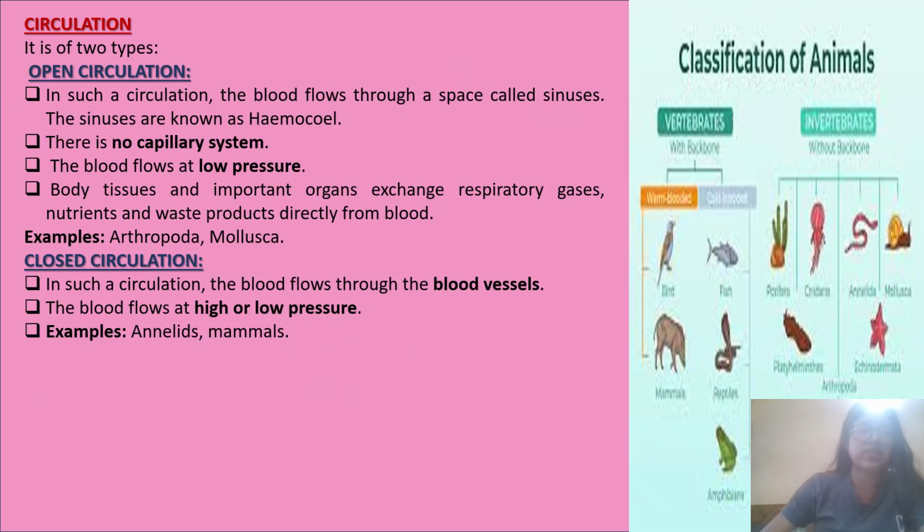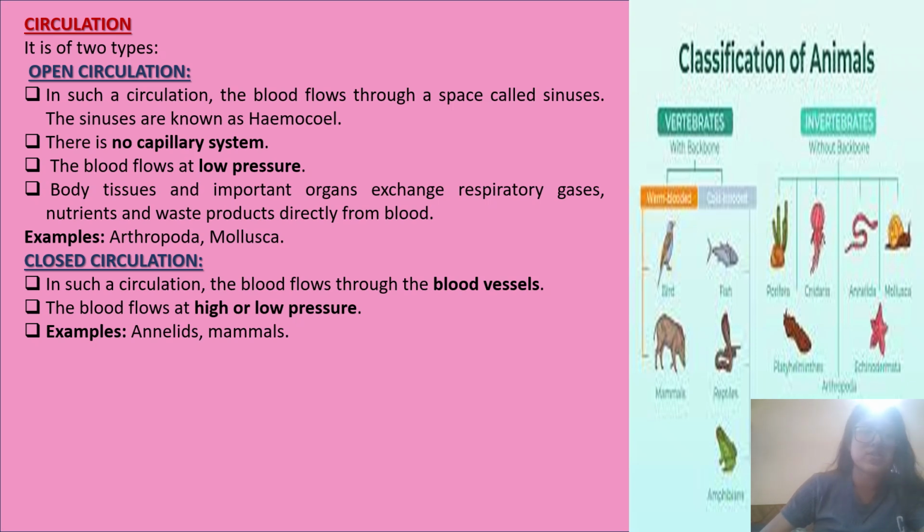Next is circulation. Circulation is of two types, open circulation and closed circulation. At first, we discuss open circulation. In such a circulation, the blood flows through spaces called sinuses. The sinuses are known as hemocoel. There is no capillary system. The blood flows at low pressure. Body tissues and the important organs exchange respiratory gases, nutrients and waste products directly with the blood.